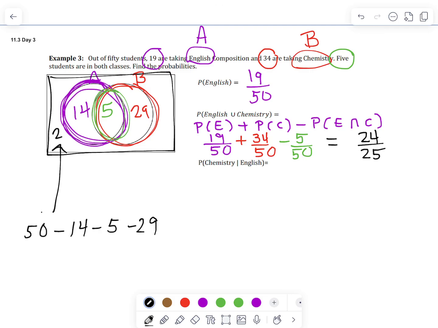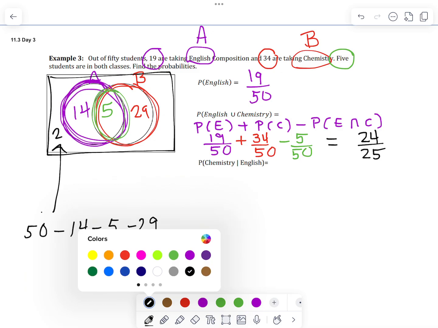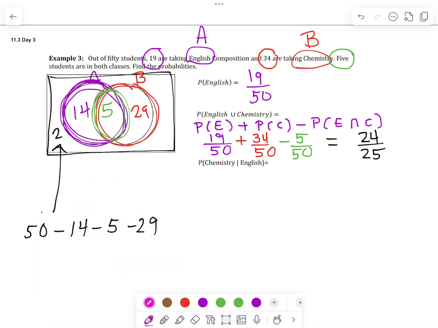The last part says we have our conditional probability. The probability of Chemistry given English occurred. That's our given. So we set up our formula. So the probability of Chem and English divided by the probability of English.